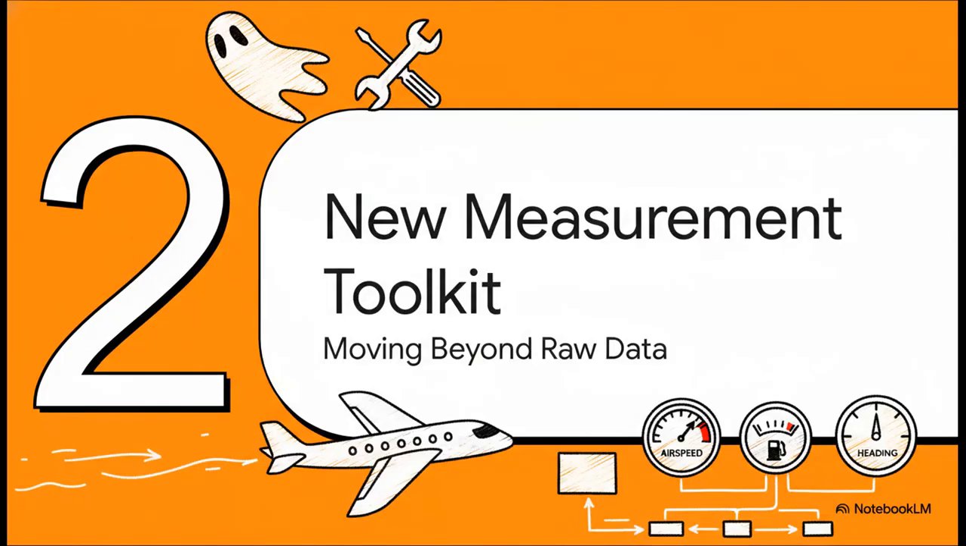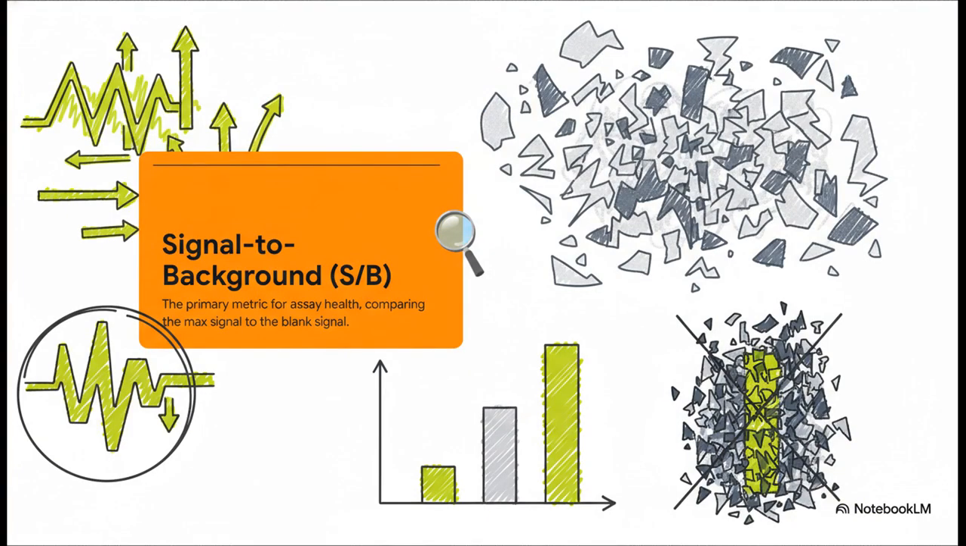So how do we catch this ghost? Well, we need a better toolkit. Just recording the raw data is like trying to fly a plane by only looking at the altitude. To get anywhere, a pilot needs airspeed, fuel, a heading, and in the lab, we need our own dashboard of calculated responses. First up, signal to background. A high signal is totally meaningless if your background noise is also high. It's like trying to hear a whisper in a really loud room. This ratio, comparing your max signal to the noise, is the number one health indicator for your assay.